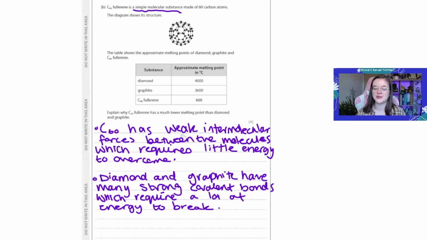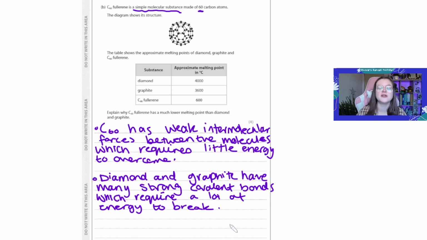And here we go, this will be 4 marks, 2 per paragraph essentially. So C60 has weak intermolecular forces between the molecules which require little energy to overcome. One for saying intermolecular forces, saying that they're weak, and one for saying that they require little energy to overcome. And then diamond and graphite have many strong covalent bonds. This also has covalent bonds, but it's only got 6 of them, whereas diamond and graphite go on forever, seemingly, right? Or can do anyway. Graphite have many strong covalent bonds which require a lot of energy to break.